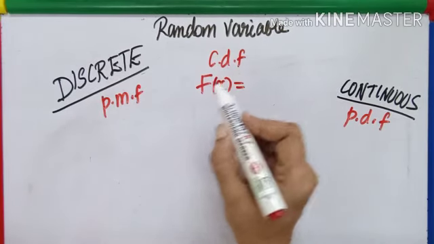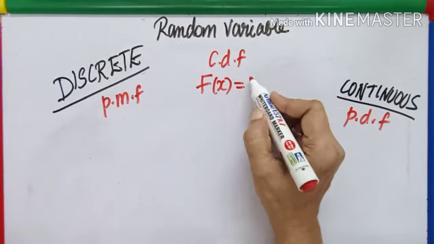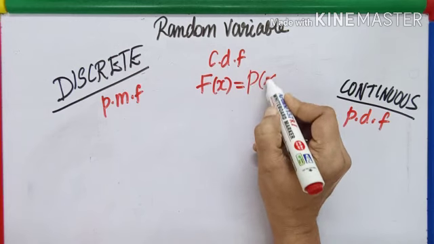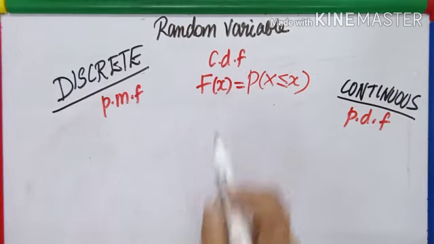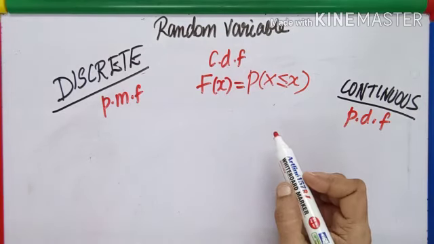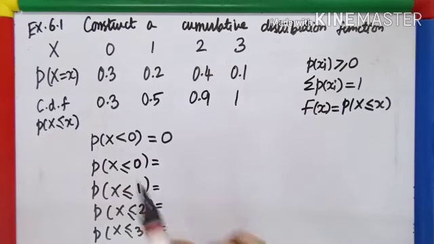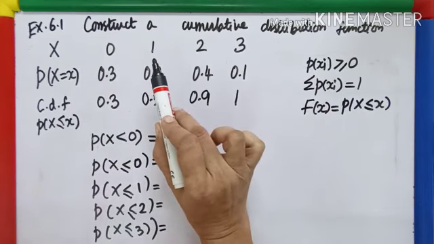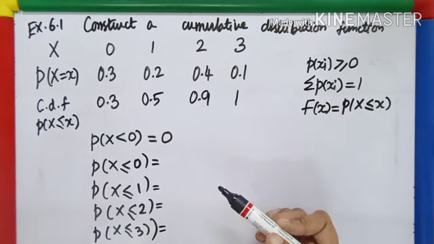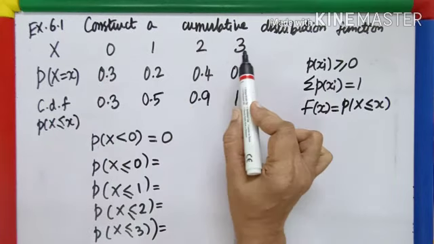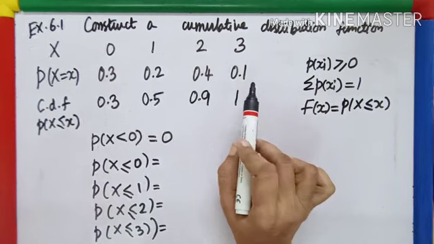CDF tells me F of x, capital F of x we say. This is probability of X less than or equal to x. Capital F of x equals probability of X less than or equal to x. Exercise 6.1, question number 1. Construct a cumulative distribution function. X: 0, 1, 2, 3, probability 0.3, 0.2, 0.4, 0.1.